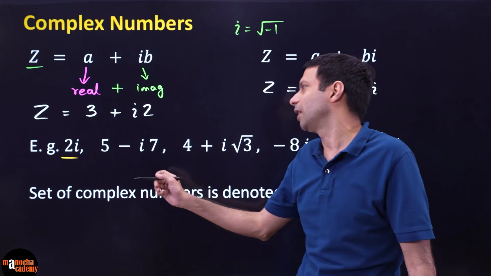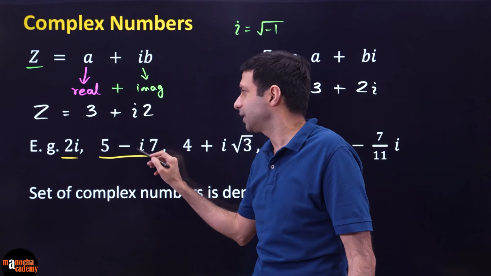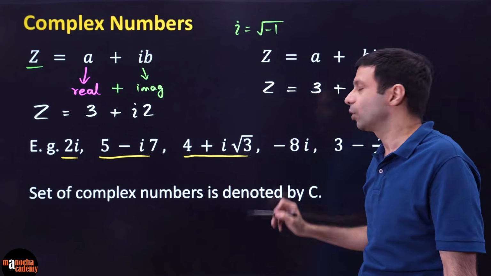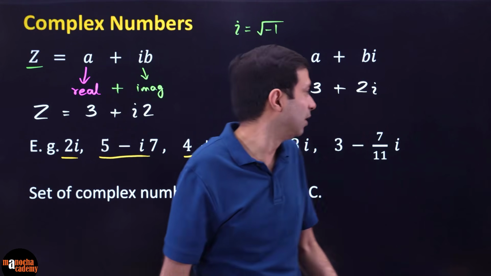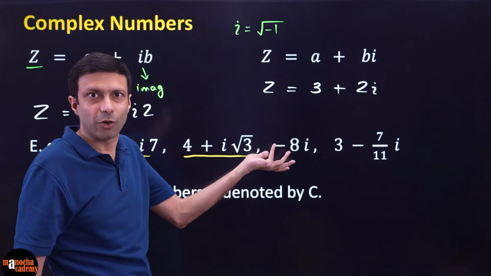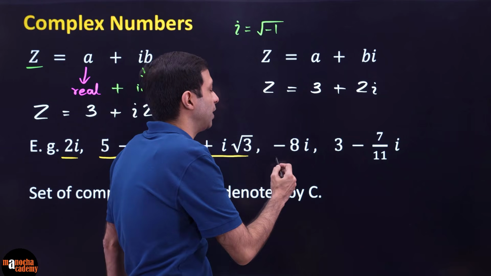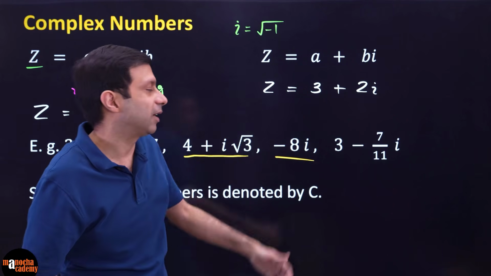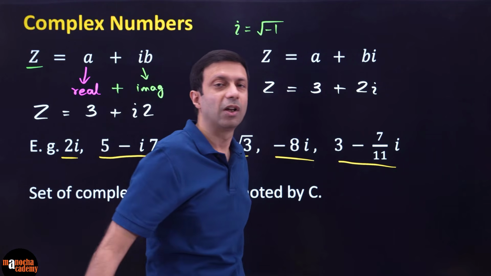Other examples are like if you take 5 minus iota 7, right? So 5 minus i7, that's a complex number. 4 plus iota root 3, that's a complex number. Then you have minus 8 iota, right? I said if it's purely imaginary, that's a complex number. 3 minus 7 by 11, right? Times iota. All of these are examples of complex numbers.